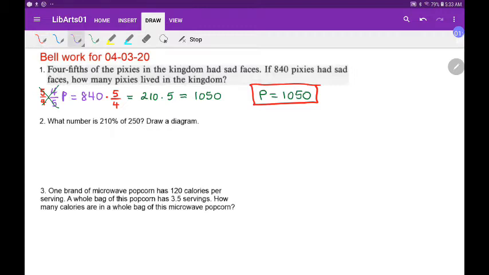What number is 210% of 250? Well, I know how to write a percentage. I write the percentage over 100 because every percentage is over 100. And on the other side, I'm going to say that's equal to, it tells me of 250. So I kind of think in my mind out of 250. So I'm thinking 250 is the total over here.